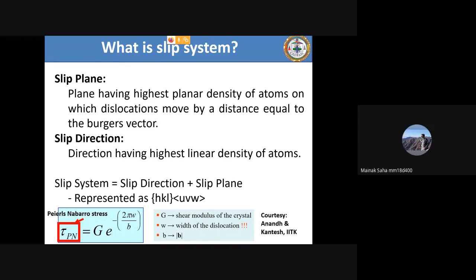Sure, no problem. I made a small mistake initially by telling that W is equal to A by 1 minus mu, and I defined A wrongly. I'm sorry for that. A is nothing but the spacing between the planes, or the interplanar spacing. If suppose this is a plane, and this is a plane, the spacing between the planes is equal to A, and B is nothing but the distance between the two atoms in a particular plane, right?